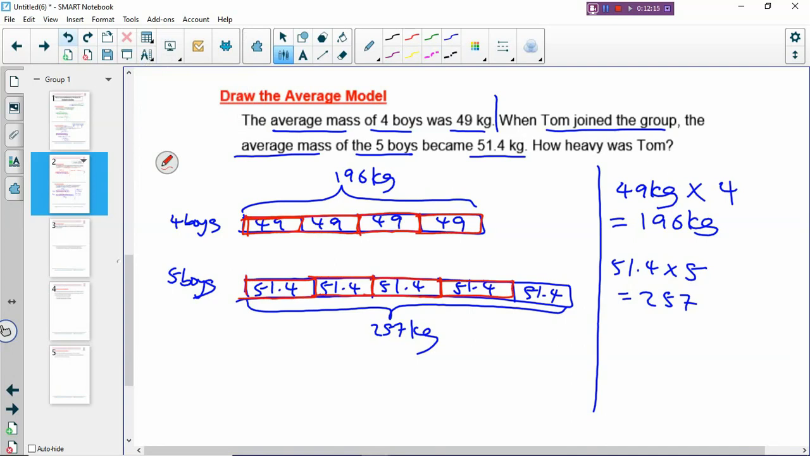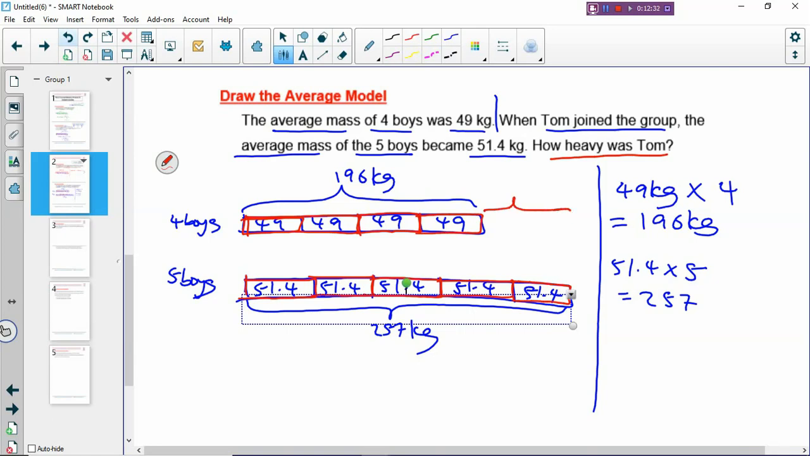Then where's Tom? Tom will be over here. So what is the mass of Tom? Can we find the actual mass of Tom? Tom is not 51.4 kilogram. That is the average mass. Average mass is not your actual mass. So you have to find the actual mass.